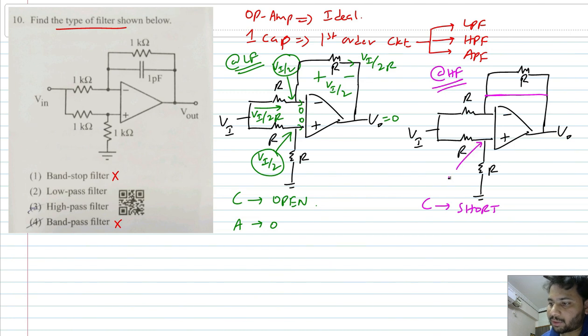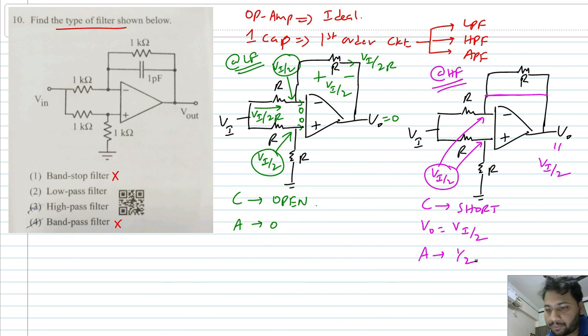Whatever be the frequency, the voltage at the plus input terminal will be Vi by 2. Then from virtual short, V minus will also be Vi by 2. Now the minus input terminal is directly shorted to the output. So V0 is also Vi by 2. So V0 is Vi by 2, then what is the gain? It is half. So you can see at low frequency the gain is 0 and at high frequency the gain is half. So clearly it is a high pass filter. So the correct answer is option C, high pass.